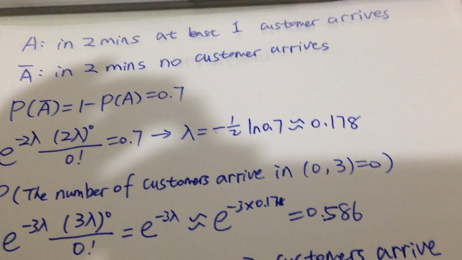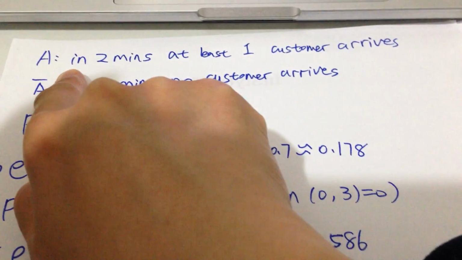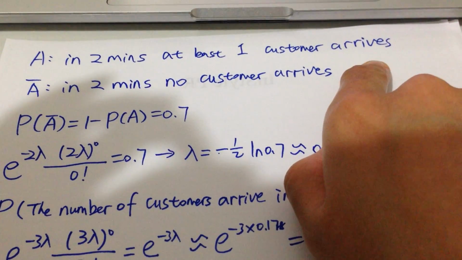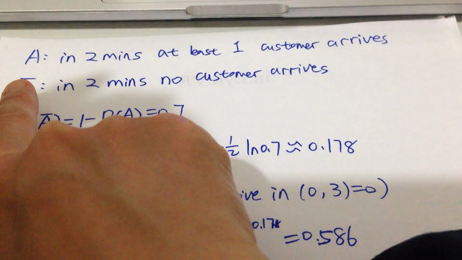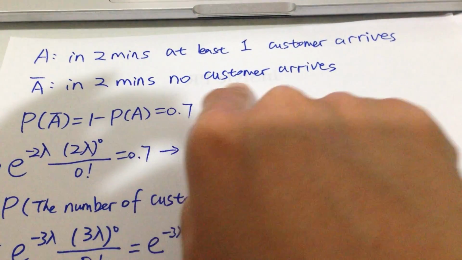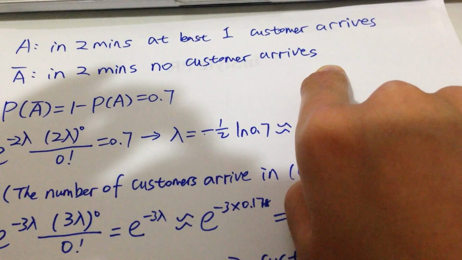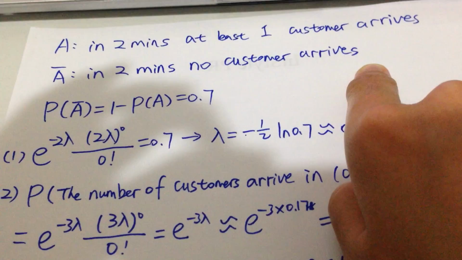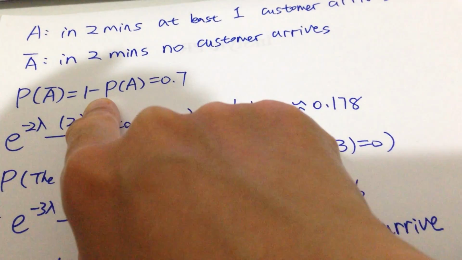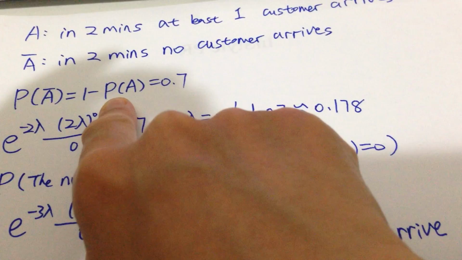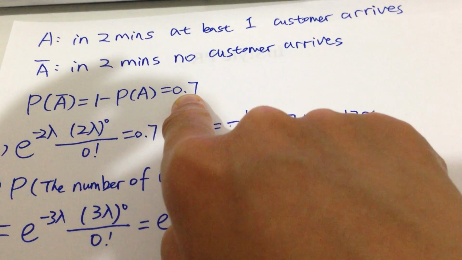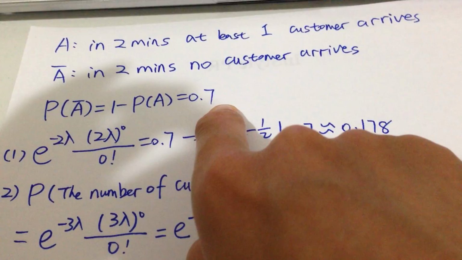First, I will set A means in 2 minutes, at least one customer will arrive. And not A means in 2 minutes, no customer will arrive. And we also know that the probability of not A equals 1 minus the probability of A, which is 0.7.